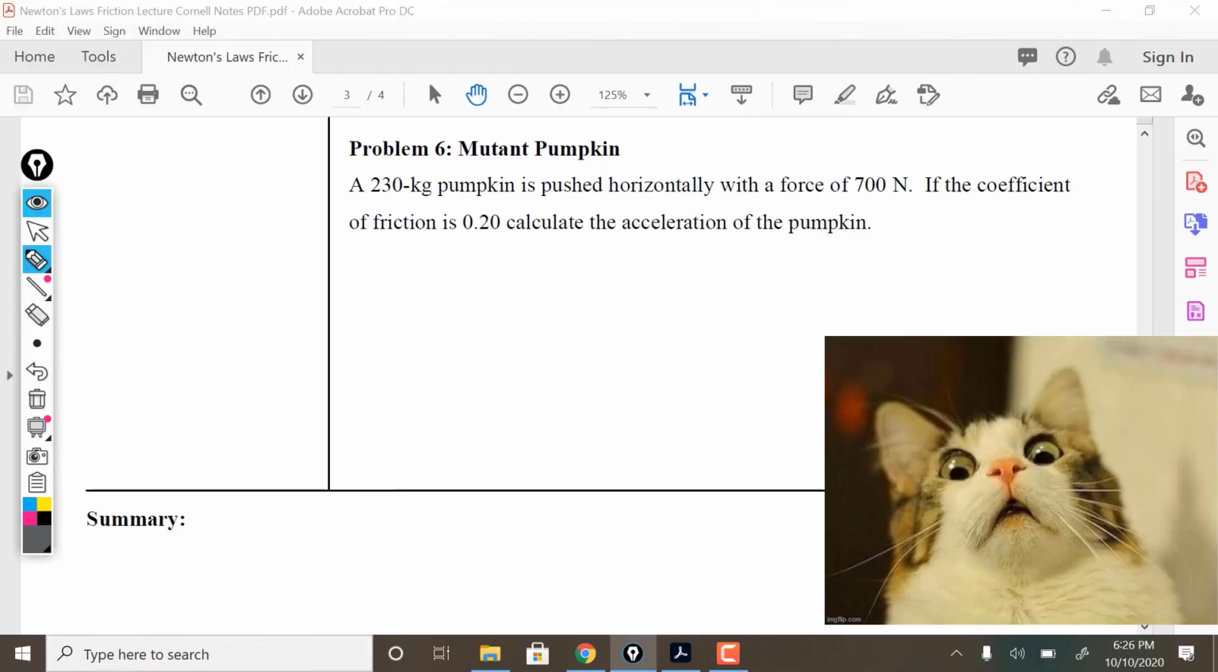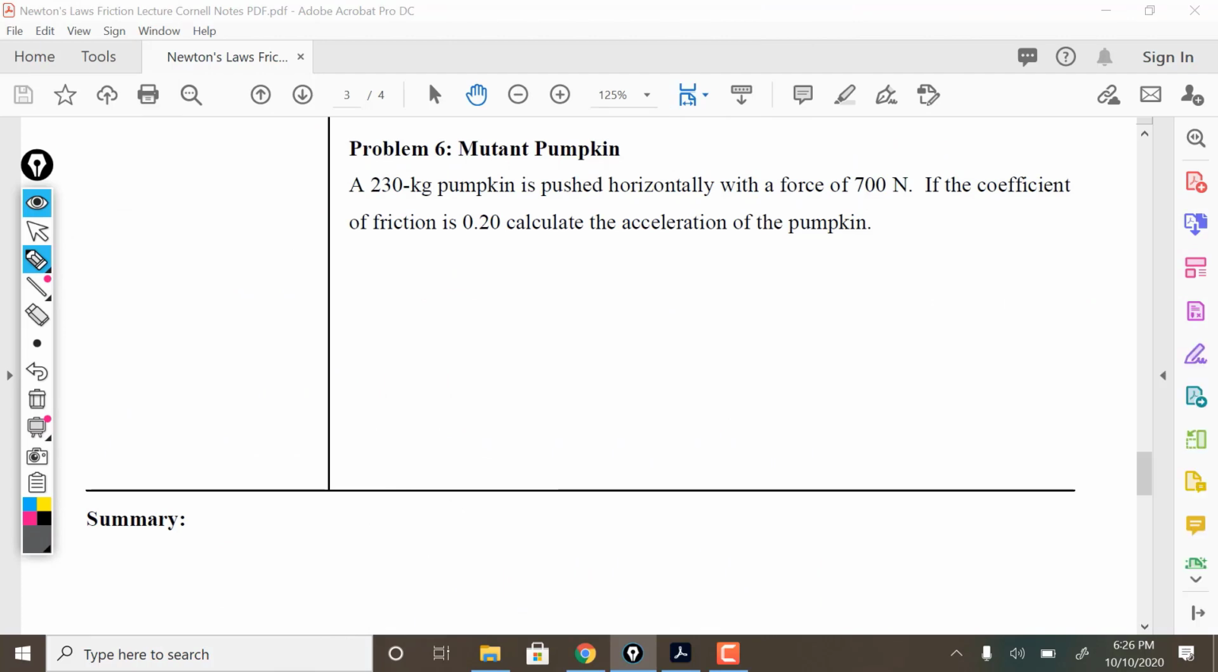Mutant Pumpkin. A 230 kilogram pumpkin is pushed horizontally with a force of 700 newtons. If the coefficient of friction is 0.2, calculate the acceleration of the pumpkin.